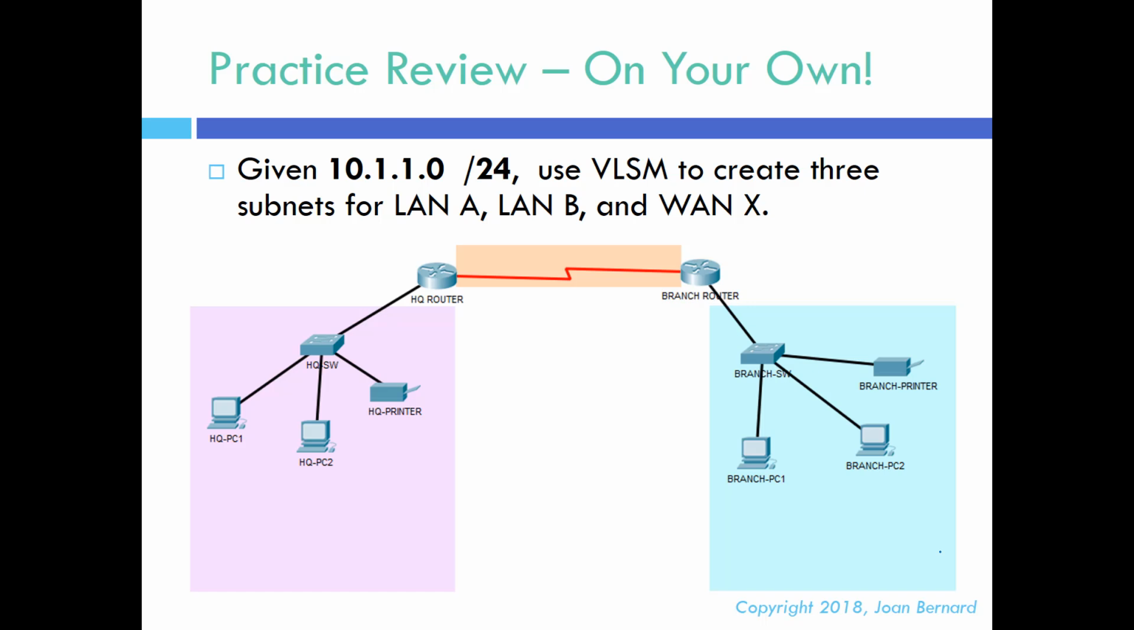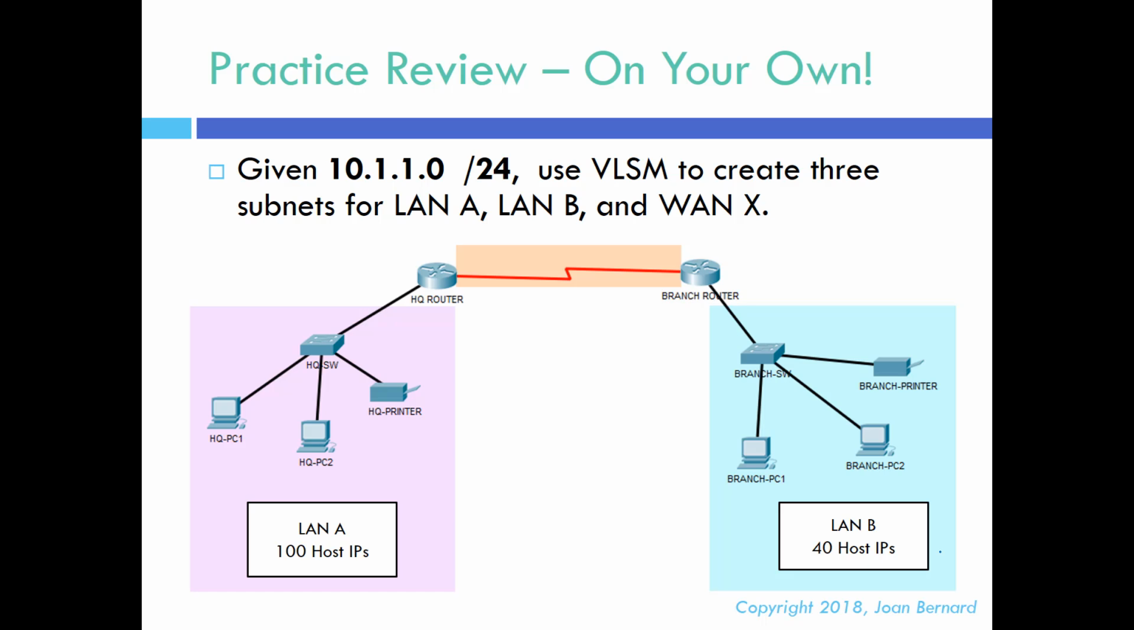So here's a problem for you to subnet on your own. We are given the /24 network of 10.1.1.0. You are to use VLSM to create 3 subnets for LAN A, LAN B, and WAN X. So LAN A needs 100 IP addresses. LAN B needs 40 IP addresses. WAN X needs 2 IP addresses. So go ahead and pause the video, and when you return, I will work the problem with you.